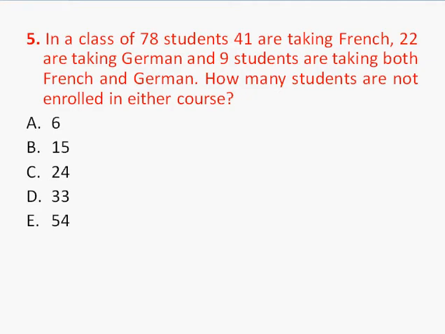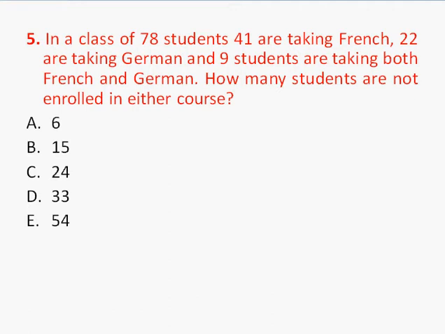Alright, we'll do question number 5 now. Question number 5 says, in a class of 78 students, 41 are taking French, 22 are taking German, and 9 students are taking both French and German. How many students are not enrolled in either course?